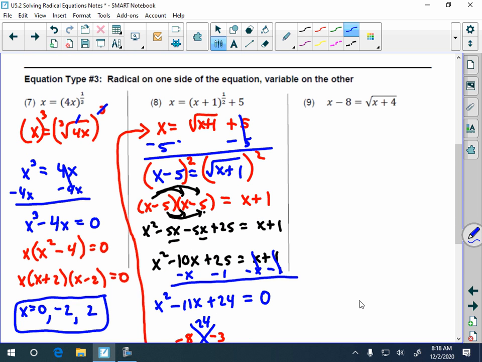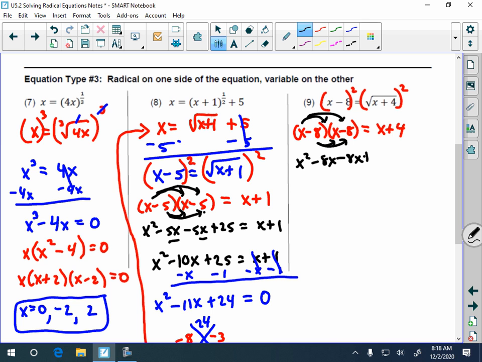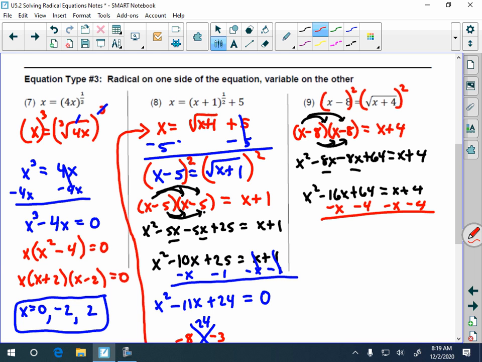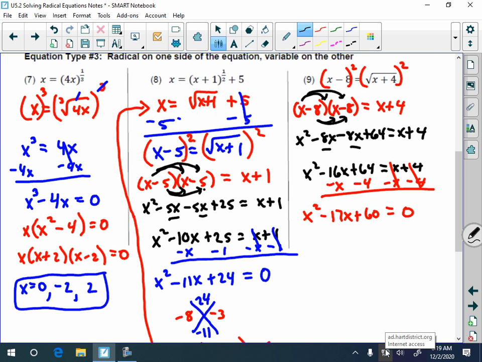All right, and then let's do this last one. So this one, the radical's already by itself. So we just square both sides. Again, we have that binomial x minus 8, so we want to write it twice, just like the other one. And we're going to double distribute. Again, this will get us a trinomial after we combine like terms. So we have that x squared in the problem, so we're going to subtract the x over and subtract the 4, so we can get 0 on the right side. x squared minus 17x plus 60. So here's our trinomial, and we are going to use the x for factoring.